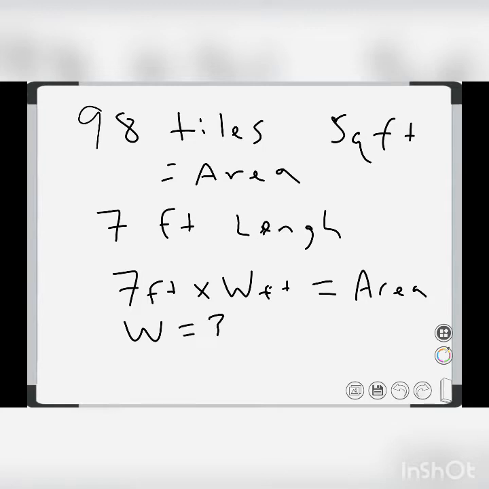Now to solve that, we are going to have to do division. So the problem we're going to be doing is 98 divided by 7 equals unknown. This is our W here. That is what we need to do. Please pause and write this down if you have not done so already.